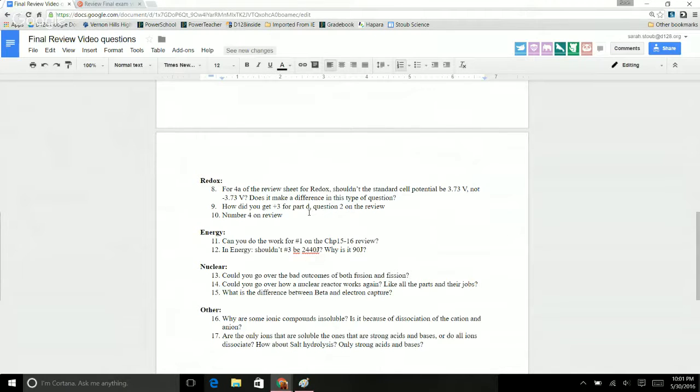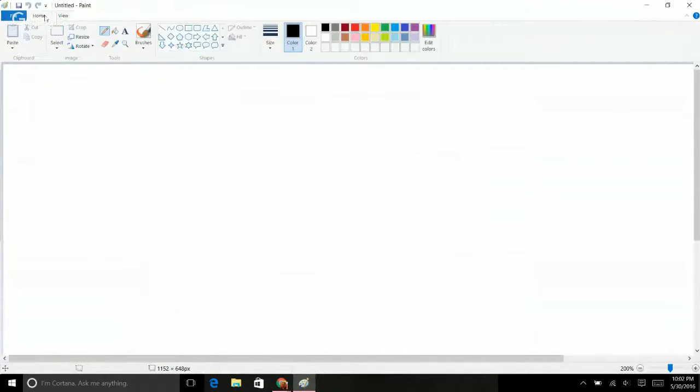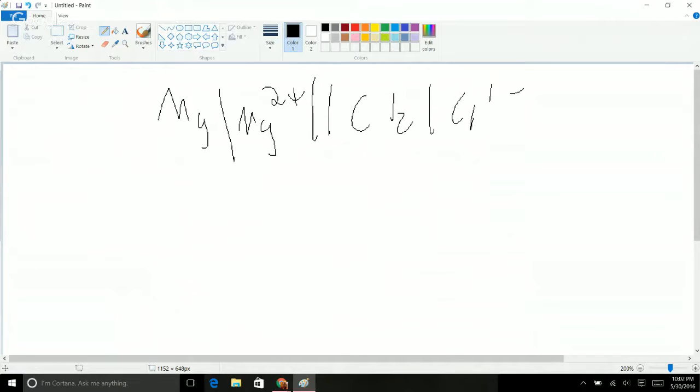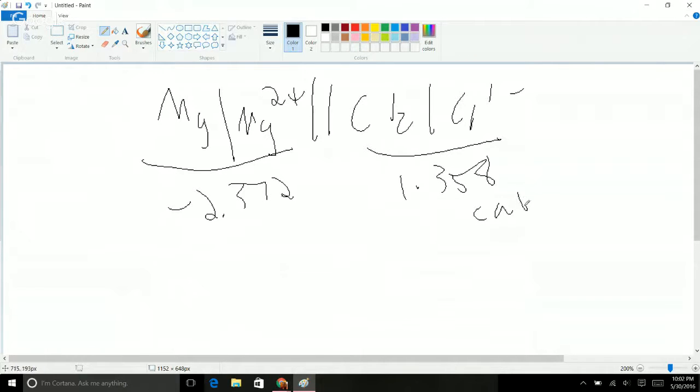Negative 2.372. Chlorine, 1.358. Okay, so I can do this terribly. I'm sorry, it looks awful. I didn't put my screen down. Okay, so I looked at the magnesium and it's negative 2.372. And I looked at my chlorine and it is a positive 1.358. So my chlorine side happens to be my cathode and my magnesium side happens to be my anode.